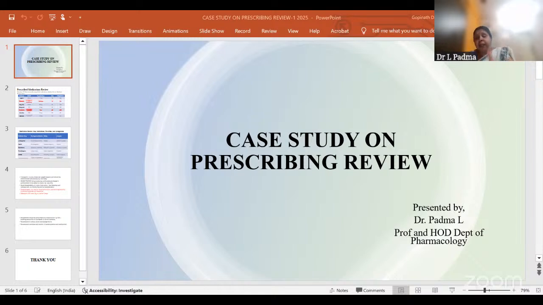Two brand names, same generic name, toxicity. He would have been discharged today, and tomorrow he will be in casualty. So these are the problems which are met.